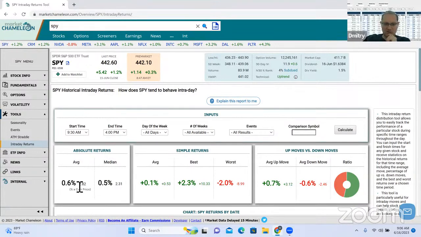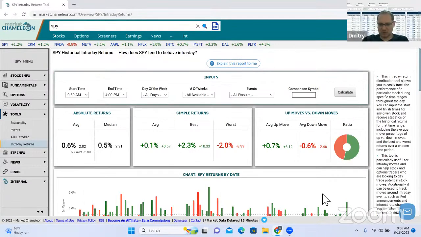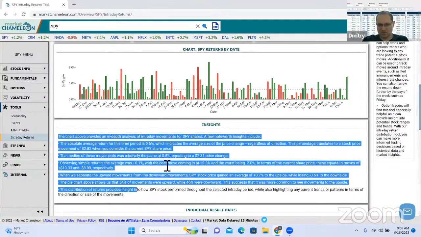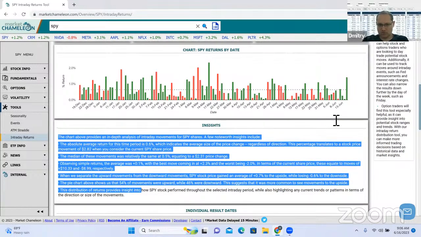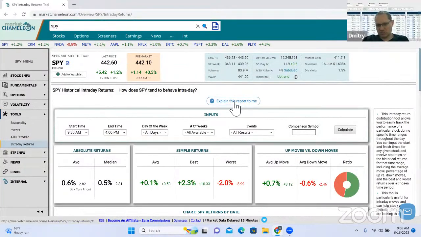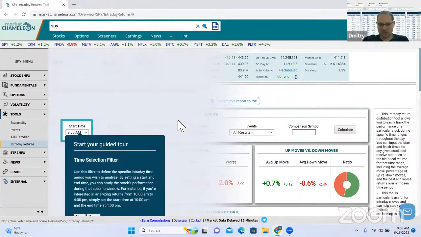What this is telling us is, firstly, it gives us absolute returns, simple returns, and then a breakdown of up moves versus down moves. Then we get some statistics here, and here you get some insights. We try to describe to you what the insights from these stats are. By the way, we did add this here: if you want to explain this report, if you click on this, it's a guided tour.